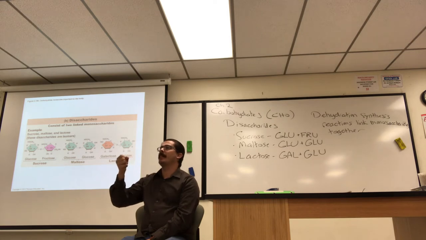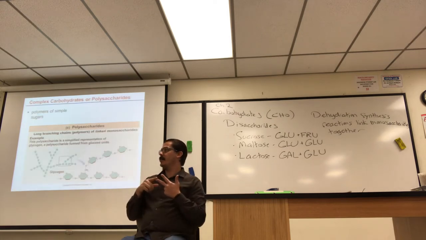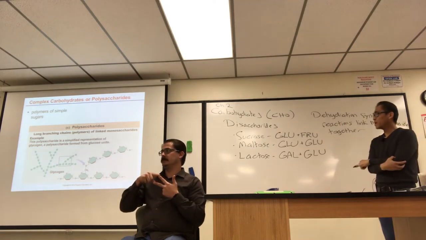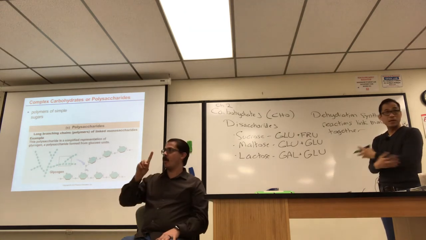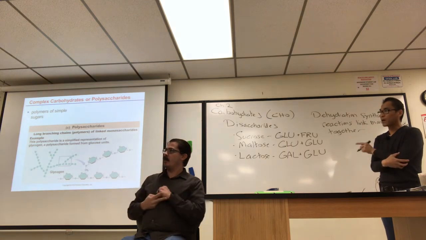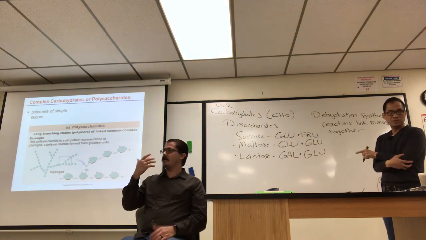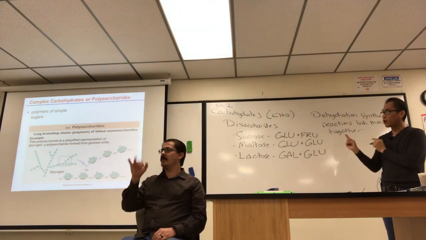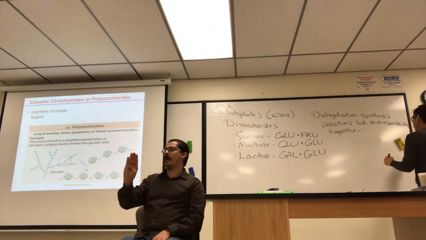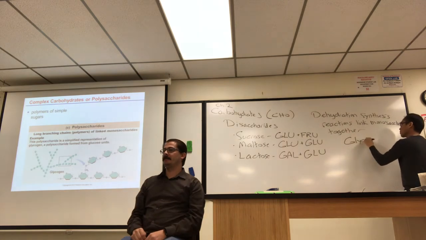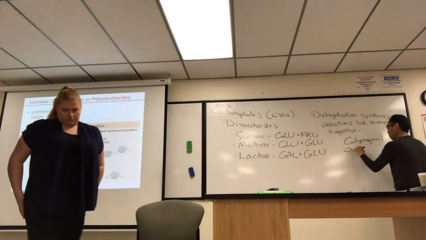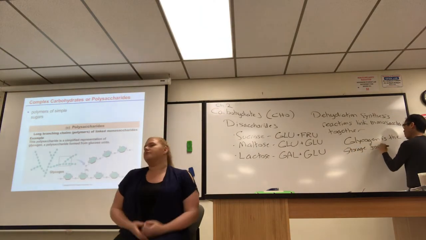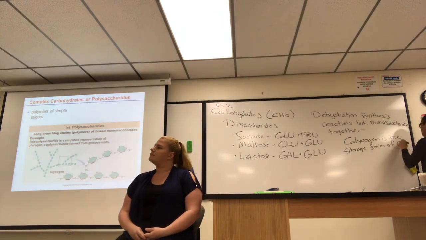Now, say you eat sugar and drink milk, the body digests and you take up all of these monosaccharides, disaccharides, and you can store them in the form of polysaccharides. I already mentioned this, glycogen. Glycogen is the storage form of carbohydrate, CHO.